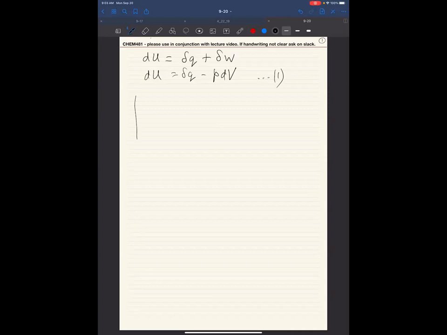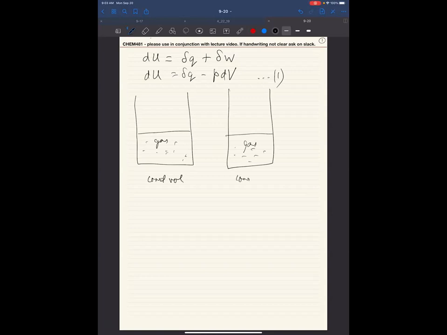So let's think about two scenarios. We have a system made up of gas molecules, and we have an identical copy of this, where also we have gas molecules. One of these is a constant volume scenario, and the other one is a constant pressure scenario. Why do we care about these two? Because these two are the natural setup in which many chemistry experiments are carried out. Later, we will see there are other setups also.